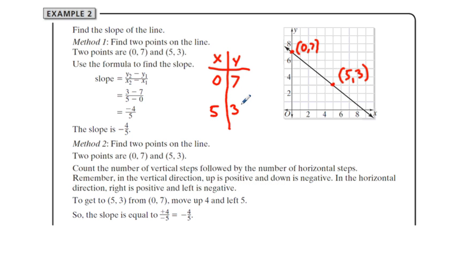And if we subtract from each side, we have 3 minus 7 is -4, and 5 minus 0 is 5. So our m is going to be our right hand over left, which is going to be -4 over 5. So that's going to be our slope, -4/5.